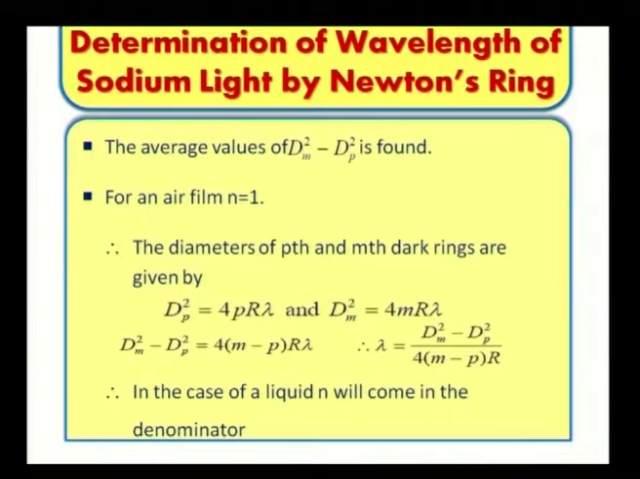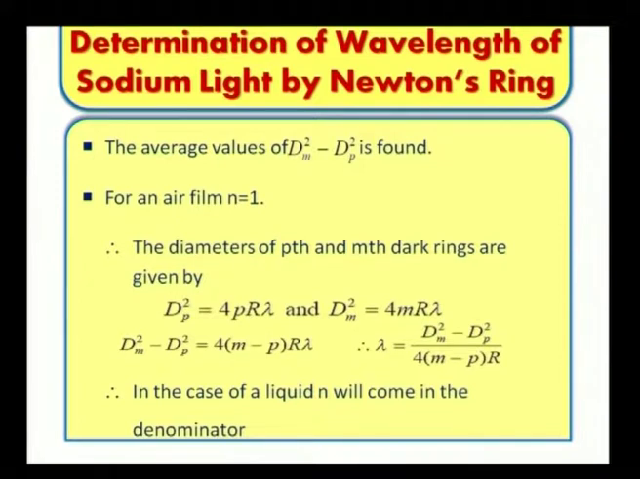Now, where do you get your n, the refractive index? The point to be understood is that the refractive index n will come in the denominator. In the case of a liquid, n will come in the denominator. Whatever I had earlier so far is for an air film, where n is equal to 1. All these expressions that you have got for dm square, dp square, in all of these your n will come in the denominator.